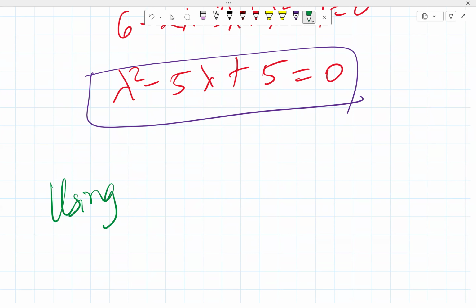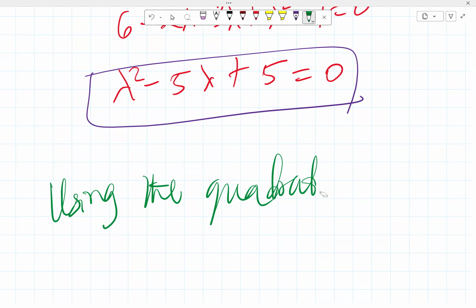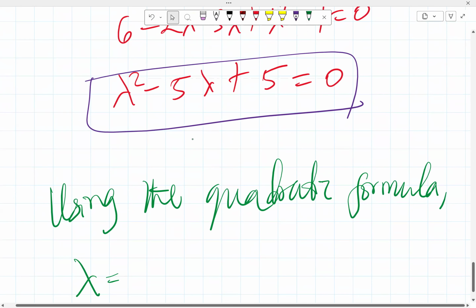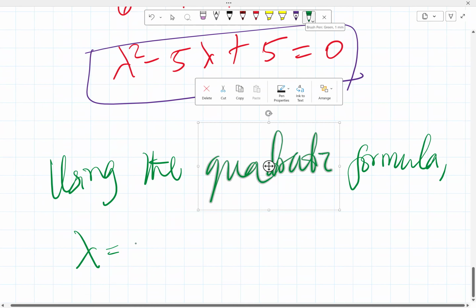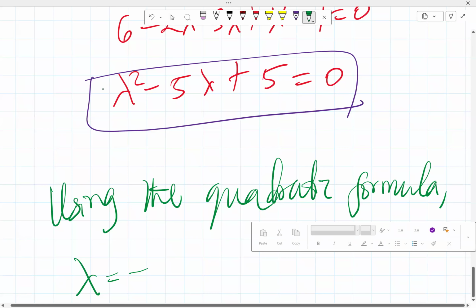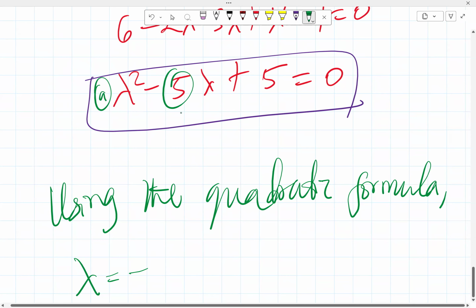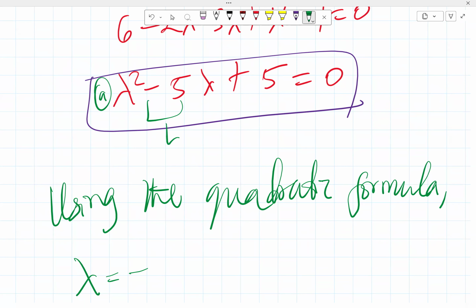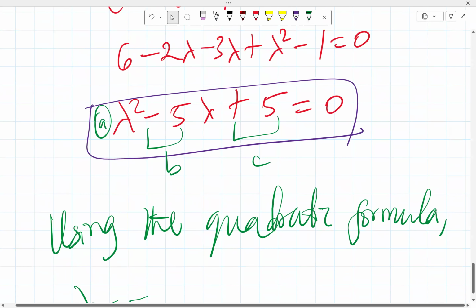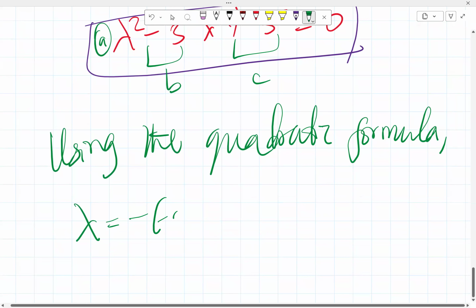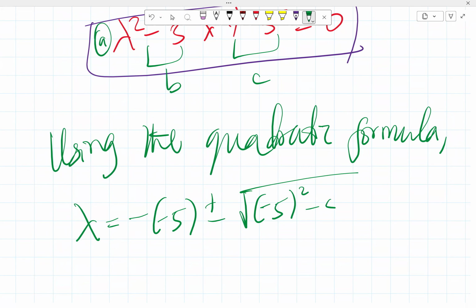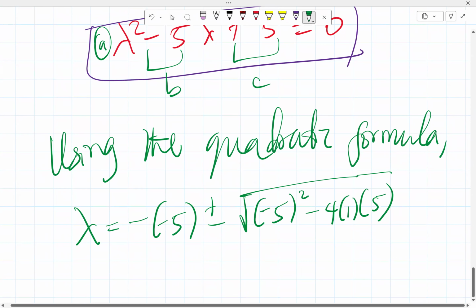Using the quadratic formula, lambda will be minus b plus or minus the square root of b squared minus 4ac, all over 2a. This is the coefficient of lambda squared, that is a, this is b, and the constant is c. So we have minus b, b is minus 5, so that's minus minus 5, plus or minus the square root of minus 5 squared minus 4a, a is 1, c is plus 5, all over 2a.